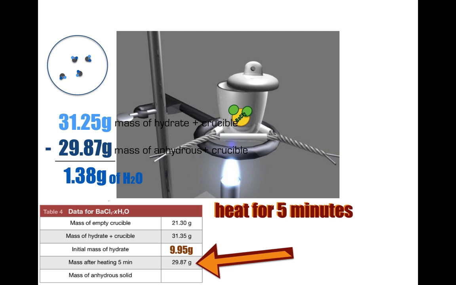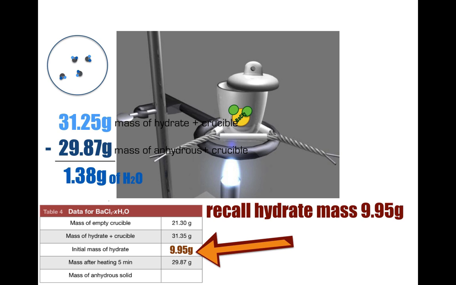So that's now that the barium chloride has the water molecules detached from it, now we call it an anhydrous compound. So it's the anhydrous plus crucible. You subtract that from the mass of the hydrate and the crucible, and we end up with 1.38 grams of water. But you'll notice on the chart down below, it's not asking for the mass of water, it's asking for the mass of the anhydrous.